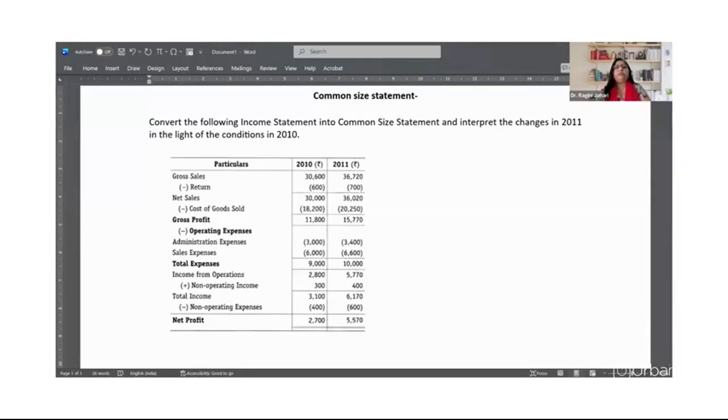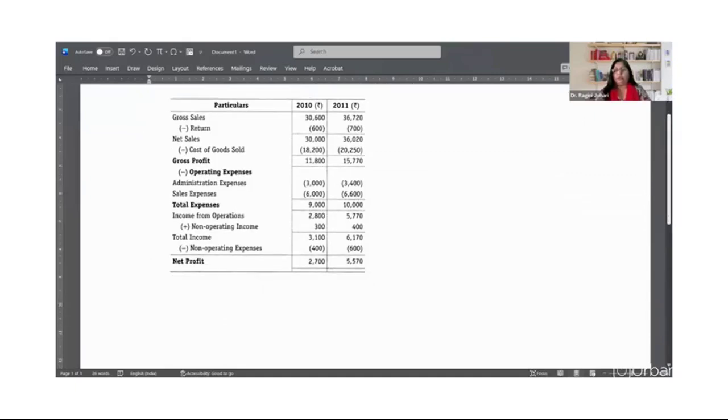So students, as you can see, we have the question here right in front of us. It says: convert the following income statement into common size statement and interpret the change in 2011 in the light of conditions in 2010. So now let us make the common size statement and then make the interpretation.